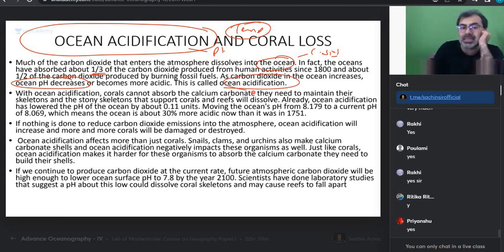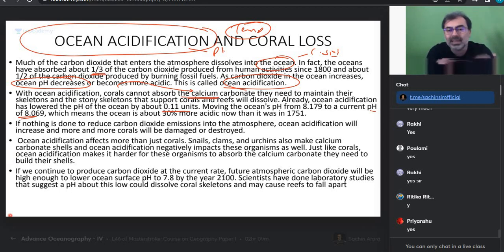With acidification, what will happen? The science says that the coral cannot absorb the calcium carbonate they need to maintain their stony skeleton that supports corals. Too much acidic water will not let calcium carbonate form, and calcium carbonate will get dissolved. So you cannot have too much of that. Already, ocean acidification has lowered the pH of the oceans by 0.11 unit. The ocean's pH has come from 8.179 to currently 8.06. Above 7 is alkaline and below 7 is acidic, so at 8 we have alkaline water, which is better, and gradually that alkaline is coming towards neutral, and then it will be more acidic.